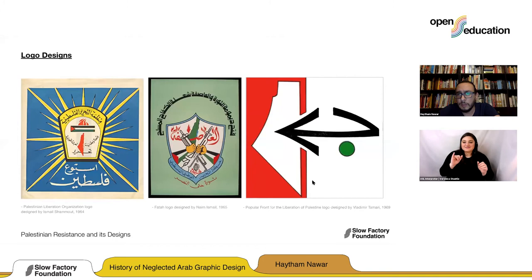And lastly, the logo of the Popular Front for the Liberation of Palestine by Palestinian Vladimir Tamari, 1969. For those who can read Arabic, this is the letter Jim, which shows Al-Jabha, the front, with the arrow going to the map of Palestine. That's the right to return, as the old Palestinians in exile will go back again home to Palestine. That's what we show you.